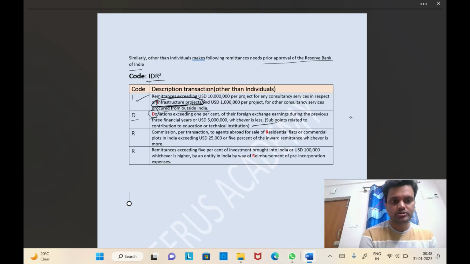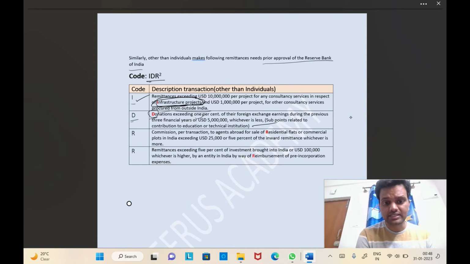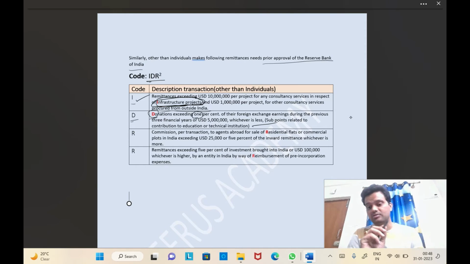Code I is infrastructure projects and D is donation. Donation also has a limit, that is not exceeding 1%. If it exceeds 1% of the foreign exchange earnings for the last 3 years, or the 5 million, whichever is less, if this limit is crossed, then they need to take the permission from the RBI, right? And the third one: I for infrastructure projects, D for donation, and R for residential flats.